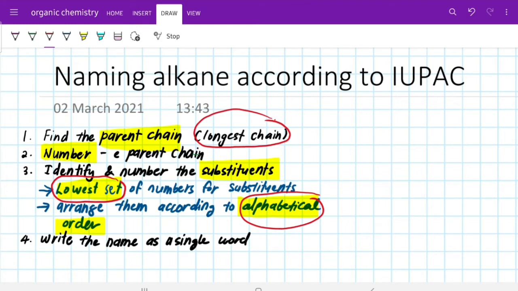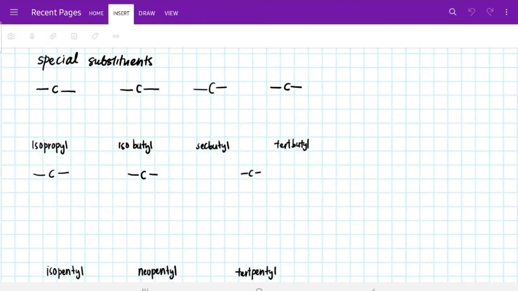Once you are done with the first 3 steps, now you are able to write down the name of your alkane, and you need to make sure the name of the alkane is written in a single word. We use commas to separate numbers, and we use hyphens to separate the names of the substituents. I'm going to show you several examples to guide you on how to give names to your alkane. Let's discuss the special kinds of substituents, which are your branch alkyl substituents.